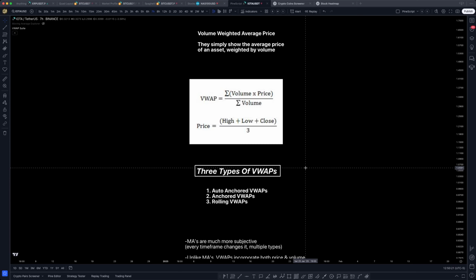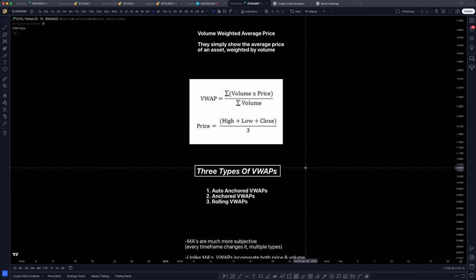So there are 3 different types of VWAPs. We have an auto-anchored VWAP, and essentially what that is, you set a reset period. So big ones are session VWAP, that's just a day. We have weekly VWAPs, monthly VWAPs, quarterly, and then yearly. Essentially, those auto-anchor, and they reset at the end of the reset period that you select.